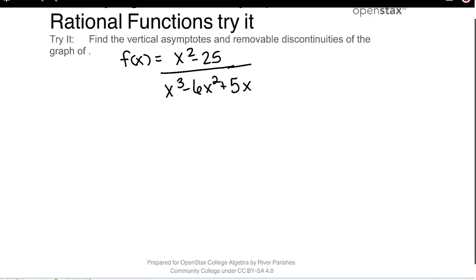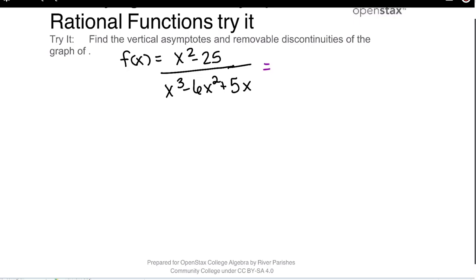Okay, this is part 2 of 5.6. We're going to start with a try-it. So you guys pause the video and find the vertical asymptotes and removable discontinuities of the graph. Okay, hopefully you found both the vertical asymptotes and the removable discontinuities.